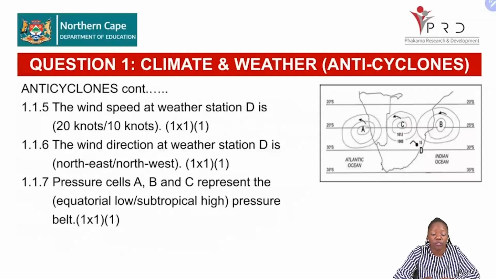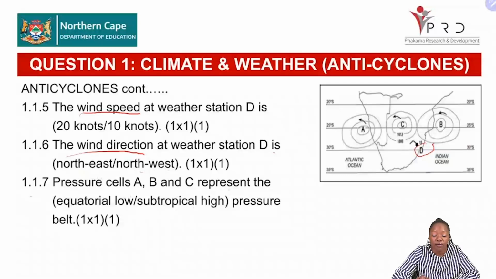Then the next question, the wind speed at weather station D. Here is our weather station D. Is it 20 knots or is it 10 knots? The wind speed. 1.1.6, the wind direction at weather station D. Is it a northeast or is it a northwest? Then your 1.1.7, the pressure cell ABC represents, is it the equatorial low or the subtropical high pressure belt?